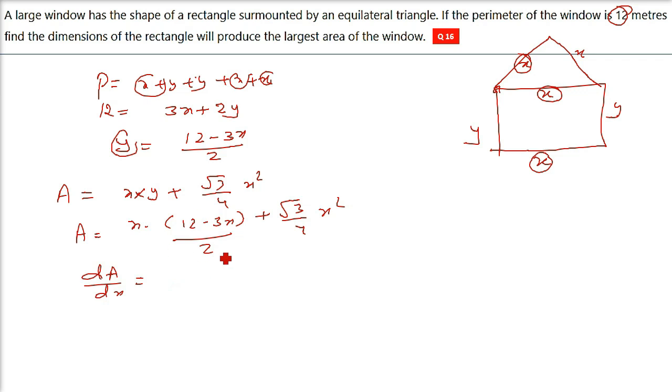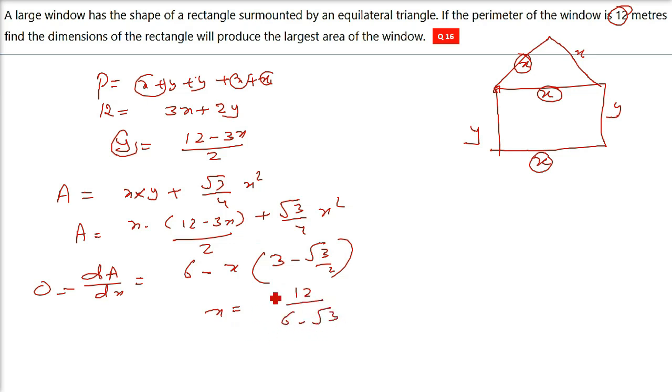Next is to differentiate now. As I said, the differentiated expression I am going to write here. You can just recheck it if you are doing it together with me. It is 6 minus x, 3 minus root 3 by 2, and dA by dx is equal to 0, that we need to put so that we get the critical point. x you will get as 12 by (6 minus root 3).